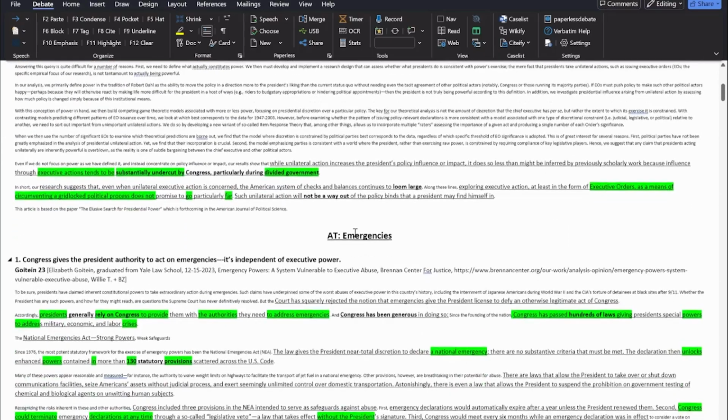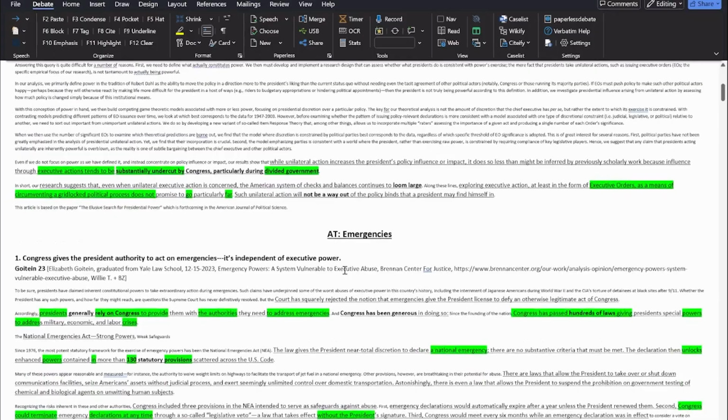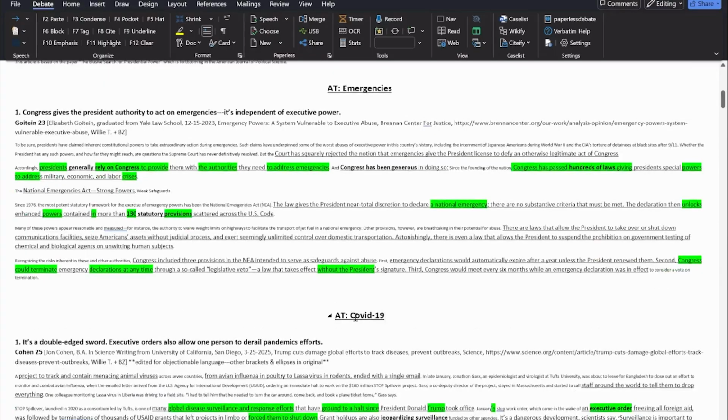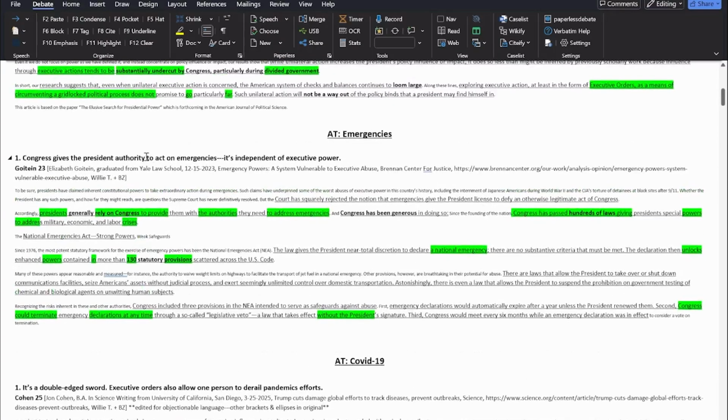A lot of teams have read this emergencies argument. I think that you can handle this argument in two ways. The first is response, and the second is specific scenarios such as natural disasters or disease, such as COVID-19. So on the top shelf idea, this Goldstein evidence says that the president relies on Congress to provide them the authority to address emergencies. You can use this as an alt cause response, which is like even in a world without executive orders, the president would still be able to act on emergencies because Congress gives them statutory provisions.